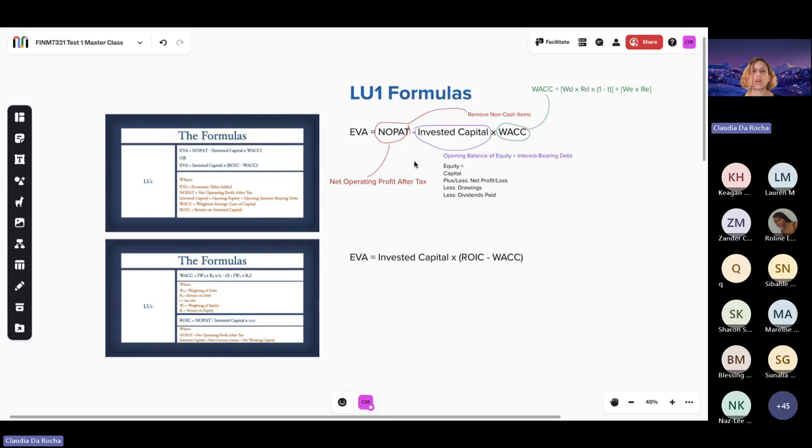For us in this module, it's pared down, so they will specify what is non-cash, or at least give you indicators of what's non-cash. So your NOPAT is net operating profit after tax, and we are trying to get the cash balance for that. It needs to be a cash item, so we remove non-cash items, like I said here. Does that answer your question, Mr. D?